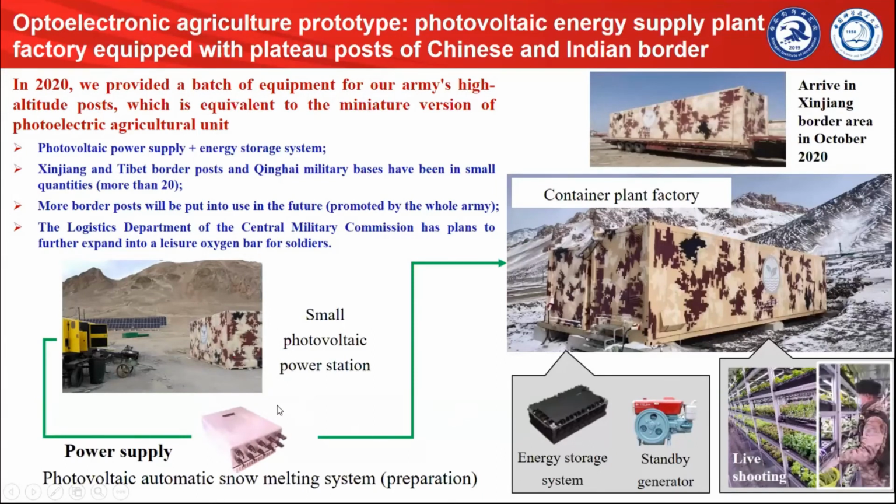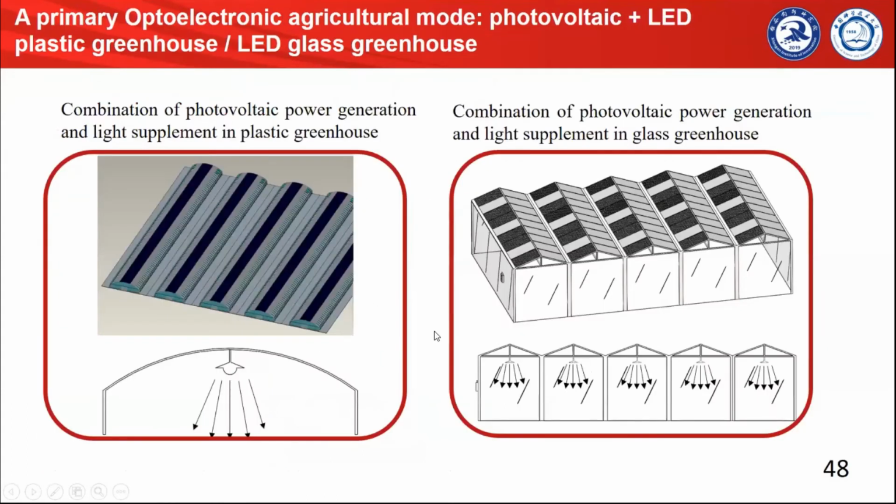The PV power generates power for one post; we install two. We have quite a number of posts on the Chinese Indian border already equipped with such a container. So the soldiers have vegetables even in the winter. That is the first model application for optoelectronic.